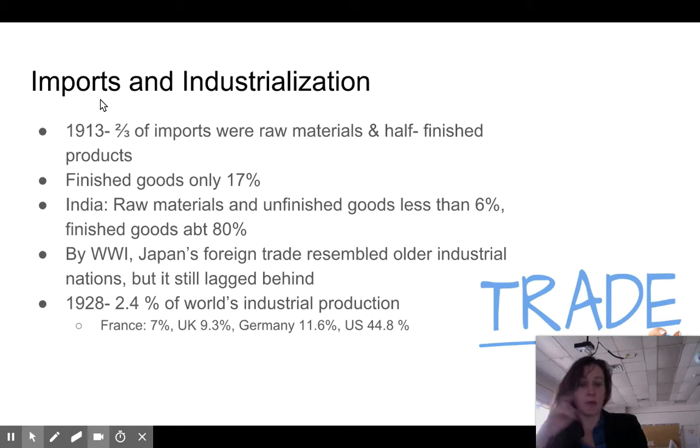So by World War I, Japan's trade resembled older industrial nations already, but it was still lagging behind. It was still nowhere near Britain or Germany or the United States. By 1928, they were 2.4% of the world's industrial production, so it shows that they were stepping up their game. However, look at how much they're still lagging behind. France was 7%, Great Britain was 9%, Germany was over 11%, and the US was almost 45%.